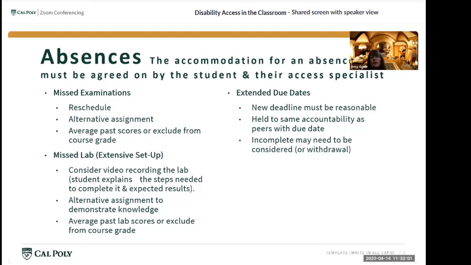Another thing to think about with extended due dates, if the student is voicing challenges about meeting the new deadlines, you could look and see if there's any repetitive work, any redundant work, and consider eliminating that. The student should still be held to the same difficulty level as their peers, but maybe repetitive work could be eliminated.